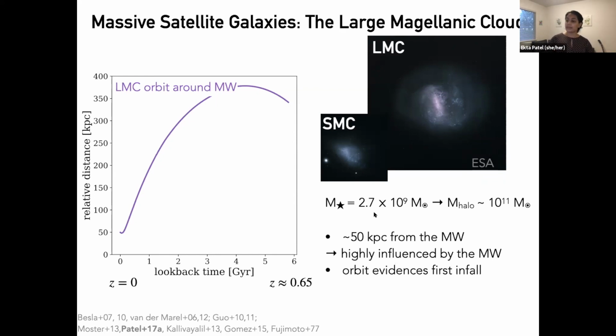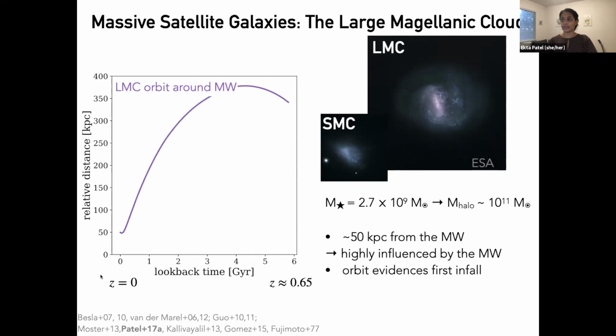So currently the LMC is about 50 kiloparsecs from the Milky Way. You can see that here on the left side where I'm showing the orbital history of the LMC. The x-axis shows lookback time, so zero is redshift of today, and the y-axis is the relative distance. So at a distance of 50 kiloparsecs, the LMC is highly affected by tides from the Milky Way.